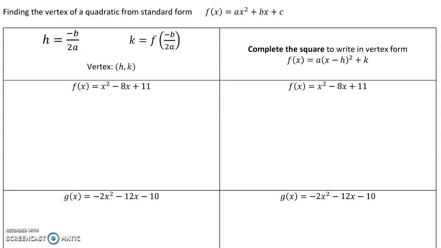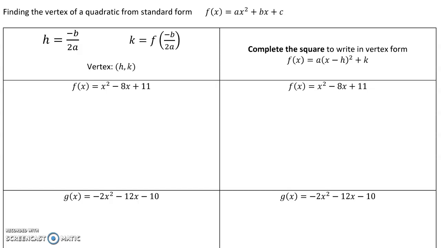We can either use this formula, opposite of b over 2a, and then take that and replace it into our equation to find k and our vertex, h comma k. Or we can complete the square to write it in vertex form, which looks like this. So I'm going to show you both ways, and sometimes one way might be easier than the other, but I wanted to review both options for you.